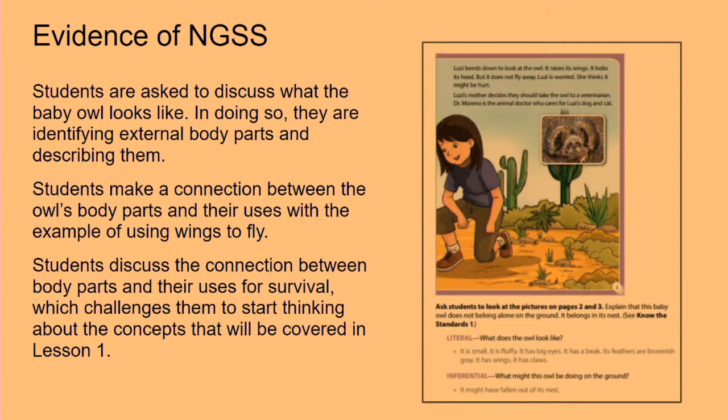So in this phenomenon, it started with a read aloud, and then the teacher used a lot of questioning techniques, and through this read aloud, they encouraged students to make that connection between the owl's body parts and their uses, with the example of wings that are used to fly. So that starts the kids thinking and making those connections between an animal's parts, and then eventually we call them structures, and their uses. And then eventually we use the word function. So we gradually take the students through and start expanding their vocabulary as well. So this sort of lays the groundwork for the students around that disciplinary core idea.